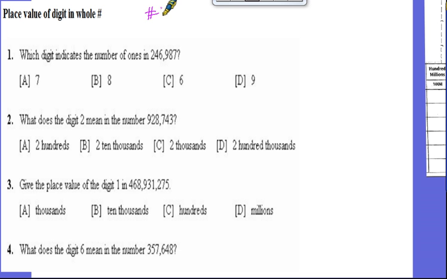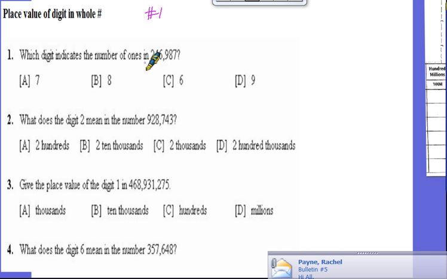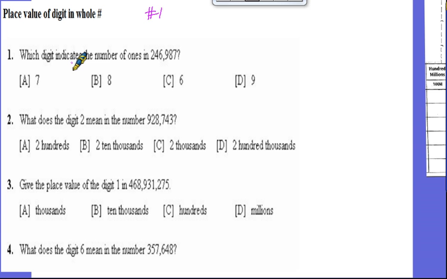So we have to, one, read the sentence. Which digit indicates the number of ones in 246,987? And then what? Underline the keyword. What are the most important keywords in this problem? Which digit indicates the number of ones in 246,987?